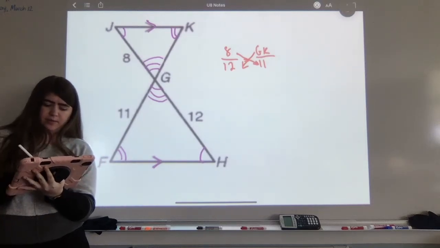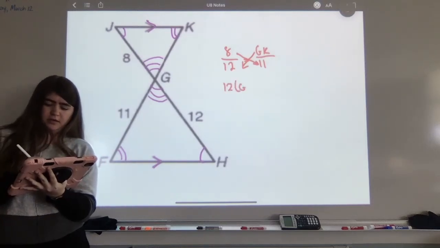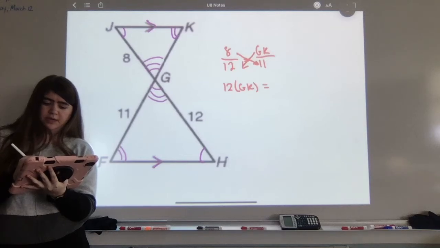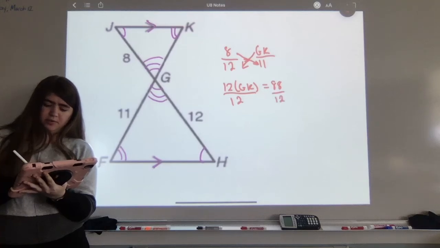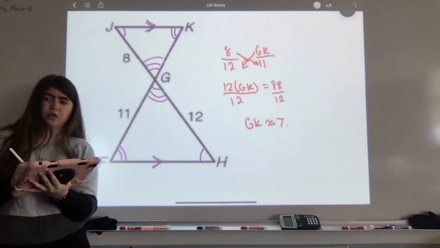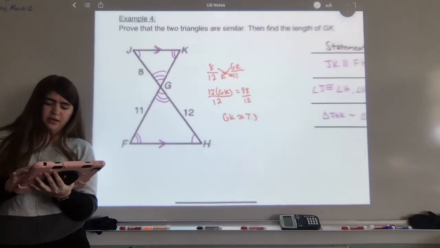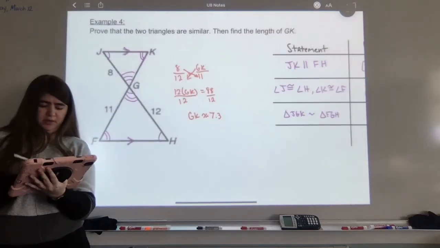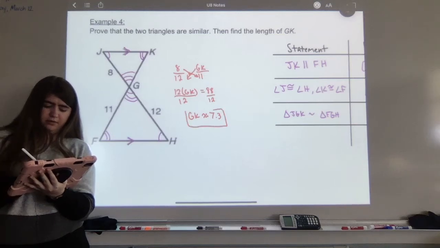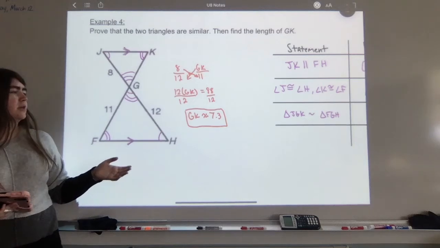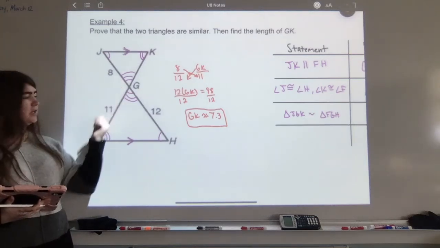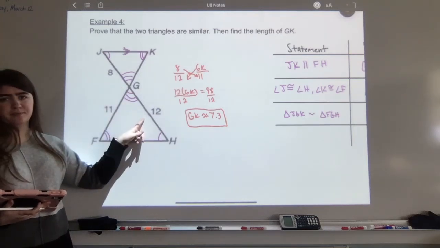So I have 12 GK is equal to 8 times 11, which is 88. I'm going to divide out the 12 on both sides, which means that GK is approximately equal to 7.3. And there's no units here, so that's just what we're going to leave that as. So GK is about 7.3, which makes sense because it should be a little less than 8 because 11 is a little less than 12.